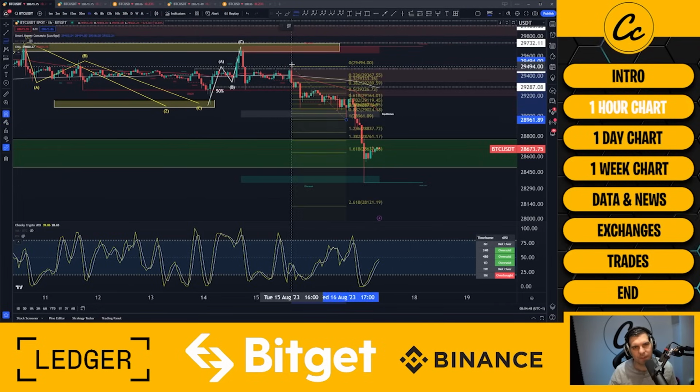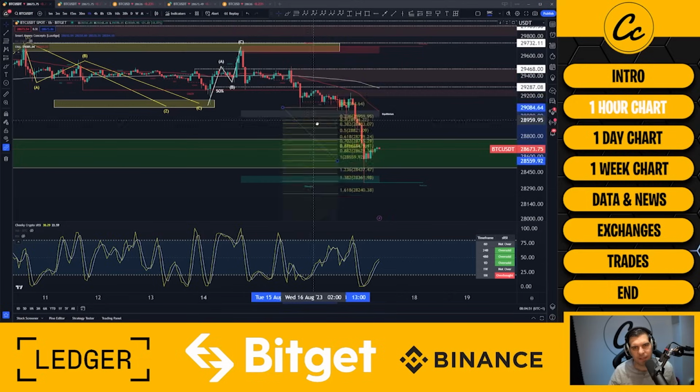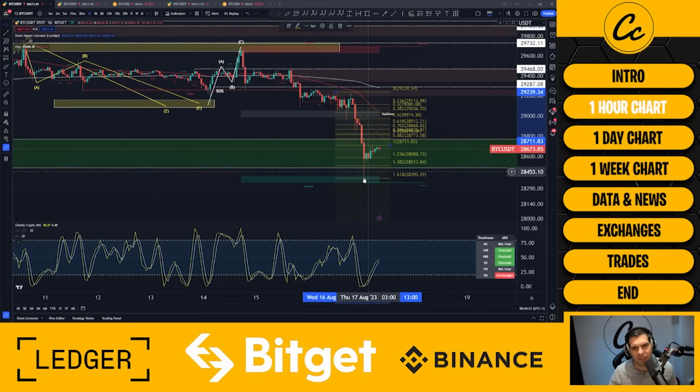And so what we're going to do is we're going to measure this distance right here. Okay, that's going to be a one wave. Here you can see that this hits the 1.618, okay, and becomes our wave 3. We're currently into the wave 4, meaning that we have further downside to go. Let me show you what I mean.